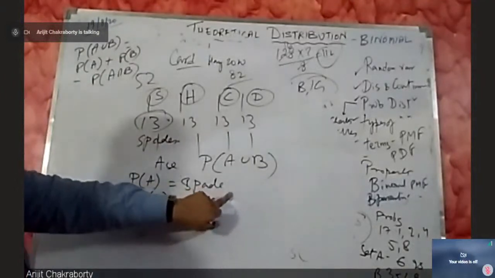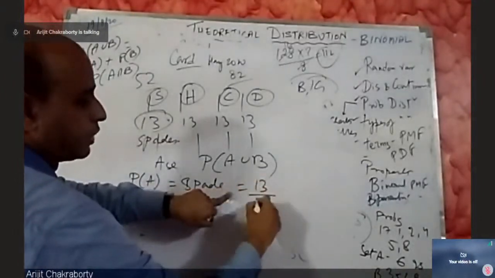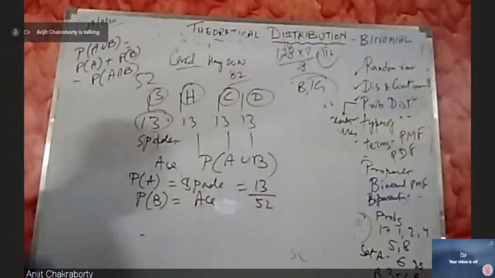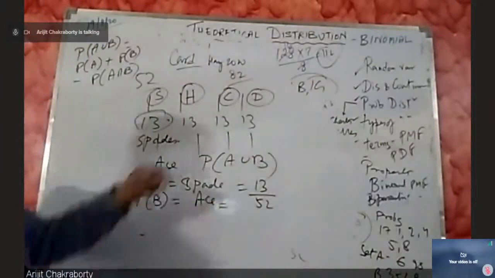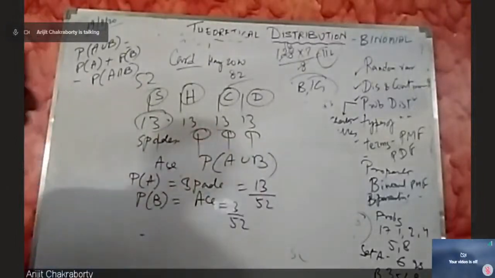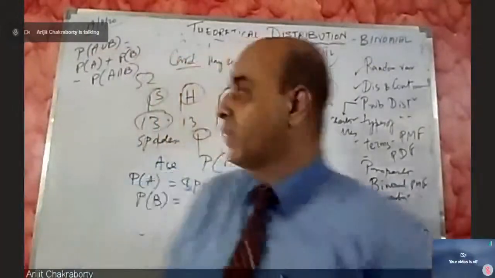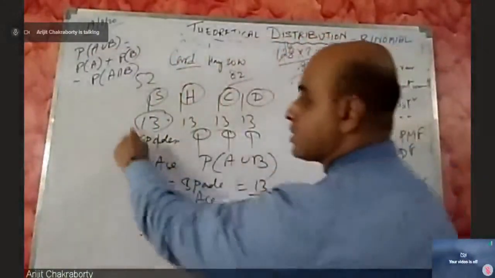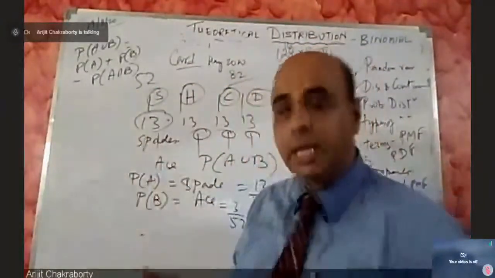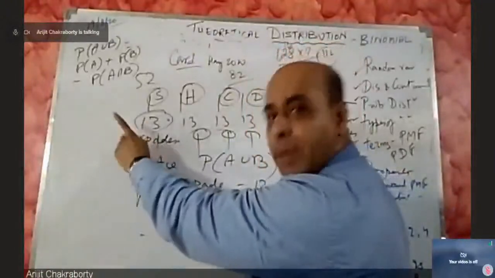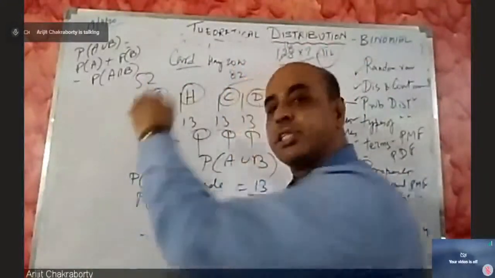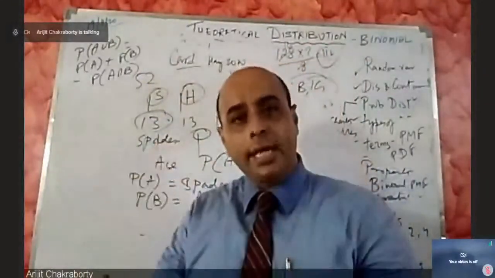P(A), the chance of a spade, is 13 spades by 52. The chance of an ace, I can take any of these three, so 3 by 52. It is true that if I am taking 13 spades here, the ace is included. Yes, I got your point. But for this question, please note, the ace which belongs to the category of spade is treated as a spade.